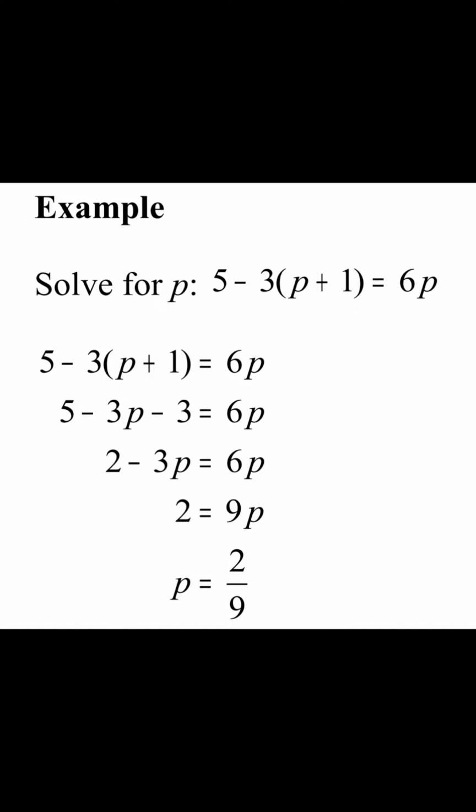Now what they're doing there is simplifying before they're actually solving for p, because that's the whole point. You have to get it as simple as possible before you actually try and solve the equation. Right, now that's in its simplest form, I think. 2 minus 3p equals 6p, and now comes the solving part.